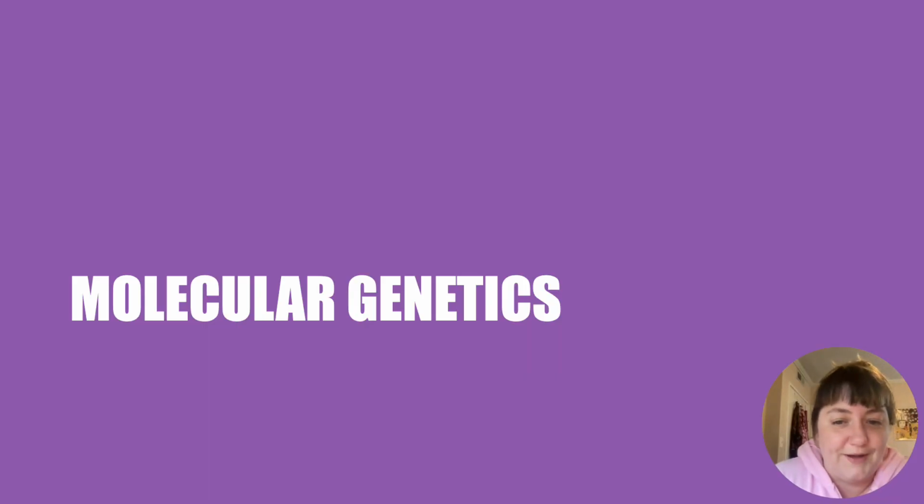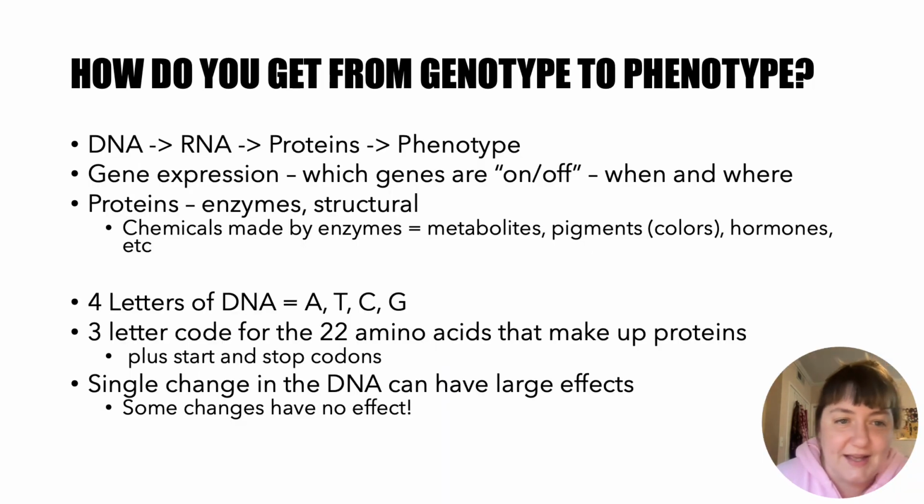All right, we're finally going to talk about DNA and how genetics works at the molecular level. So this is the broad overview of how you get from genotype to phenotype, and I'm going to go into this in more detail in the later slides. But essentially you have DNA, which codes for RNA, which codes for proteins, and the proteins are what give you the phenotype. Phenotype is also determined in a large way by gene expression, so which genes are on and off, and where and when that happens. And what are proteins?